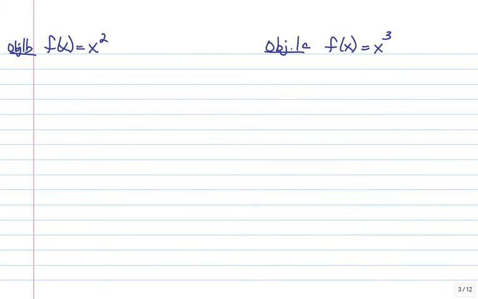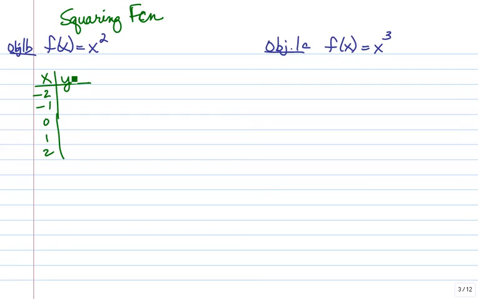The next of our basic functions is the squaring function. I'm going to use FCN to abbreviate function. The squaring function is if I put in a value, my output value is going to be the square of that. So if I put in -2 and square it, I get 4. If I square -1, I get 1. If I square 0, 0, squaring 1, 1, and squaring 2, 4. Now I could use any value of x. I'm just using nice, pretty numbers.